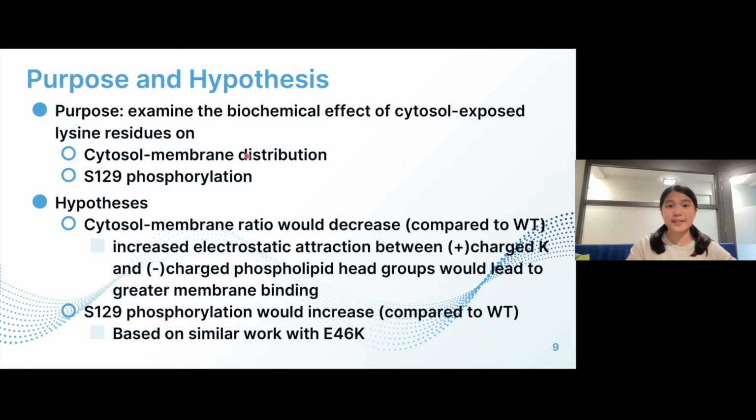The purpose of this experiment is to examine the biochemical effect of cytosol-exposed lysine residues on cytosol membrane distribution and serine 129 phosphorylation. I hypothesized that the cytosol-membrane ratio would decrease compared to wild type because of the increased electrostatic attraction between positively charged lysines and negatively charged phospholipid head groups, which would lead to greater membrane binding. I also hypothesized that serine 129 phosphorylation would increase compared to wild type based on similar work with E46K, which is the naturally occurring mutation.